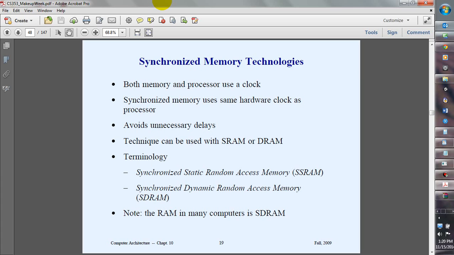There are two different terminologies associated with this, which are synchronized dynamic random access memory, SDRAM, and synchronized static random access memory, SSRAM. Synchronization is effective, and many computers now use SDRAM as the primary technology behind it. Even if you're looking at DDR SDRAM or something like that, they're still using the same concepts that we've talked about here with the synchronization.